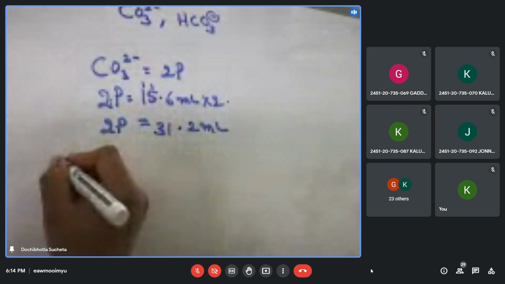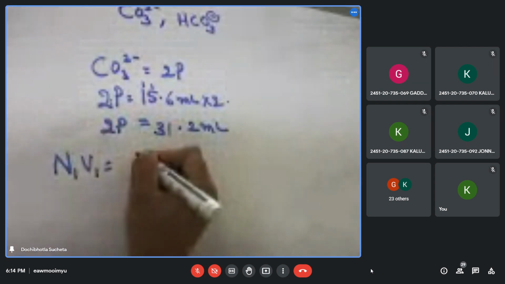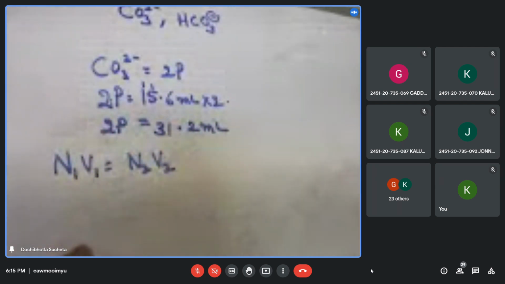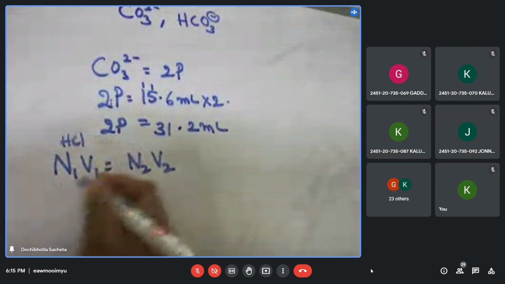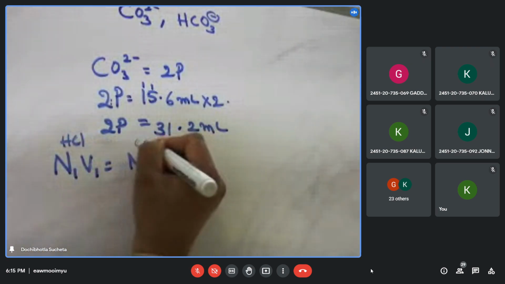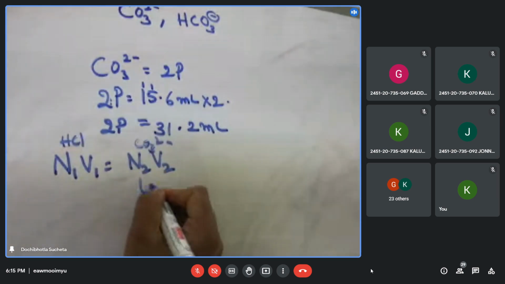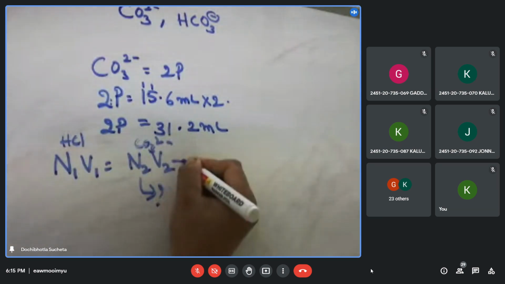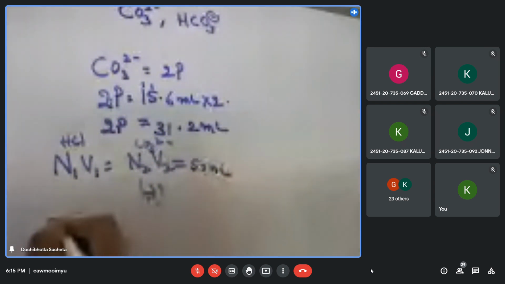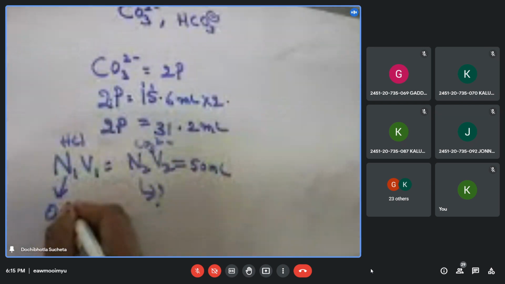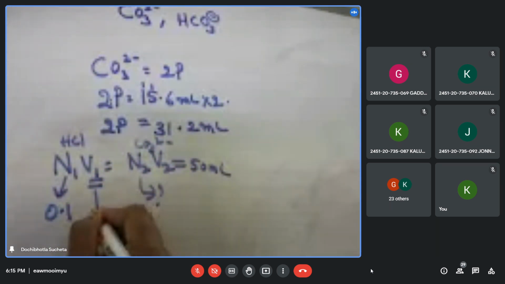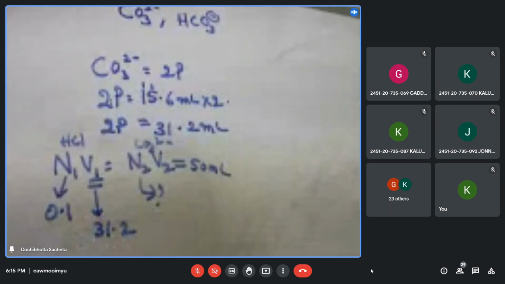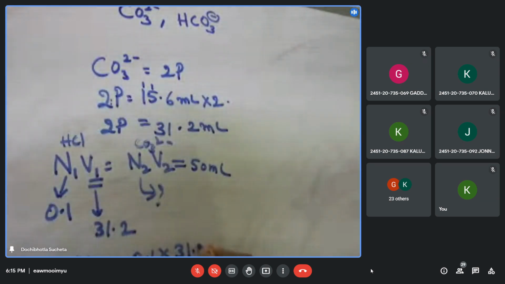Now I'll get back to the formula. N1V1 is equal to N2V2. Now this is HCl and this is carbonate. I want to know the normality of carbonate. The volume is 50 ml of the test solution. I know the normality of HCl as 0.1 and the volume of HCl is 31.2. Now N2 is equal to 0.1 into 31.2 divided by 50. That will be equal to how much?